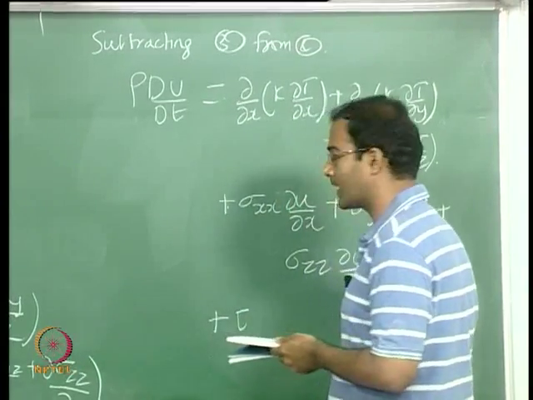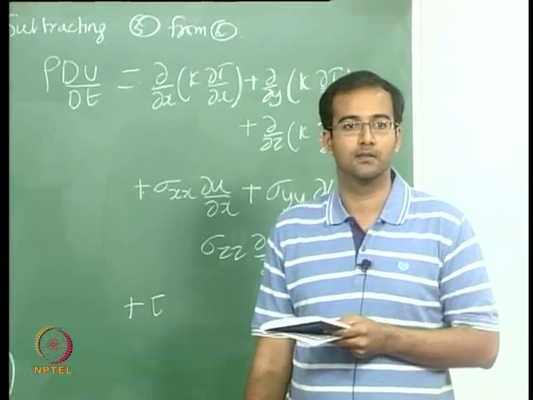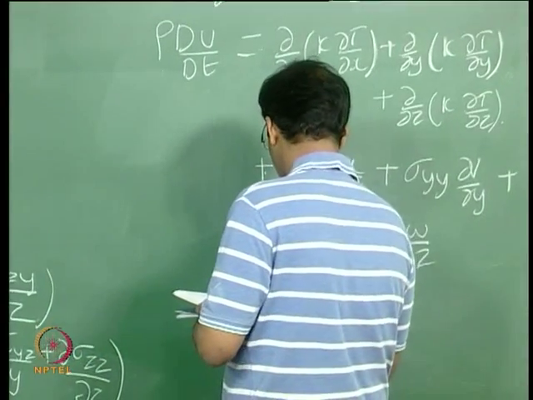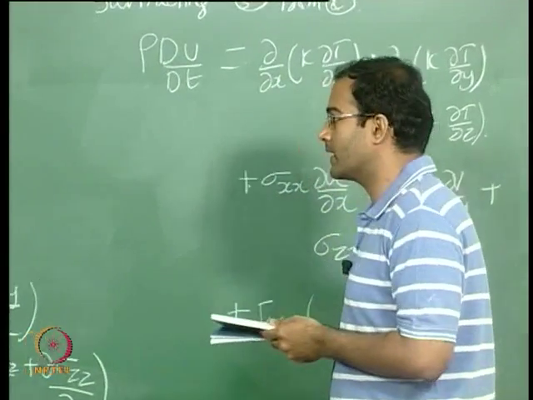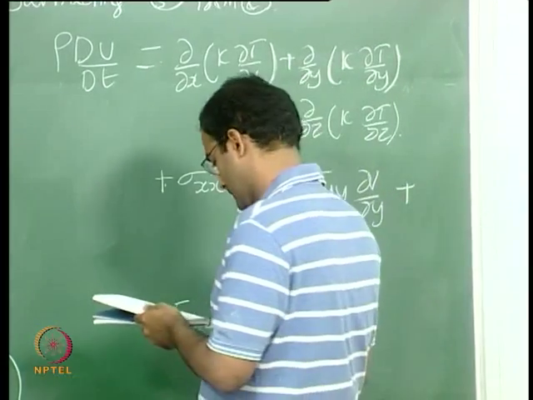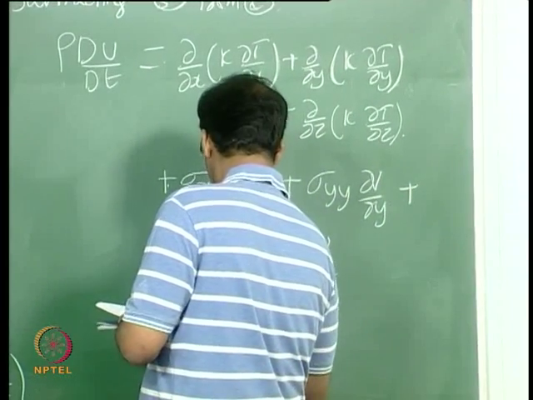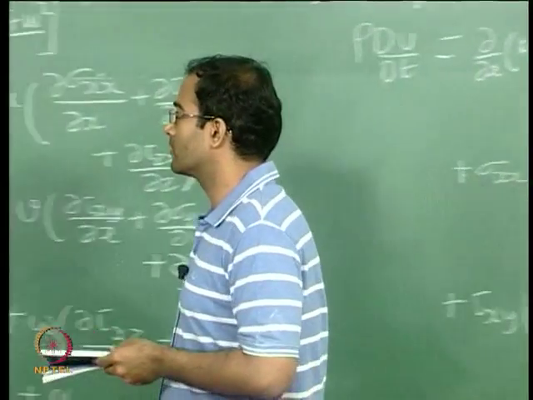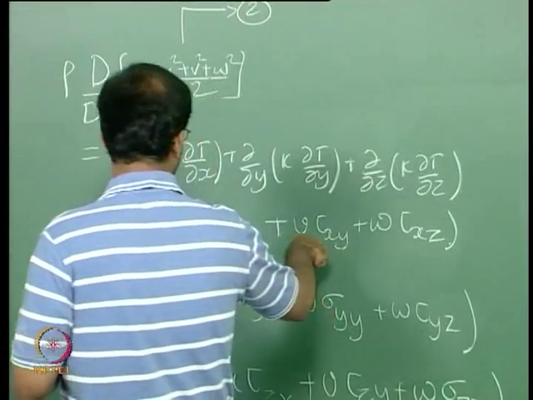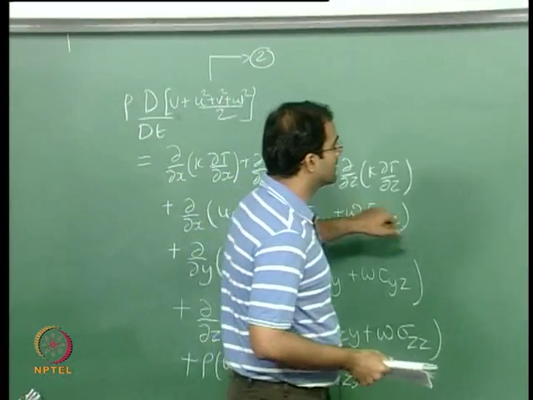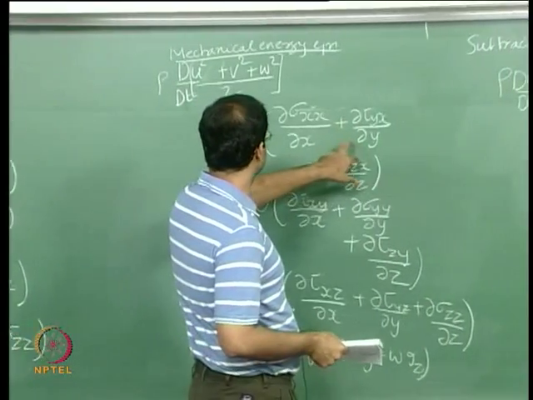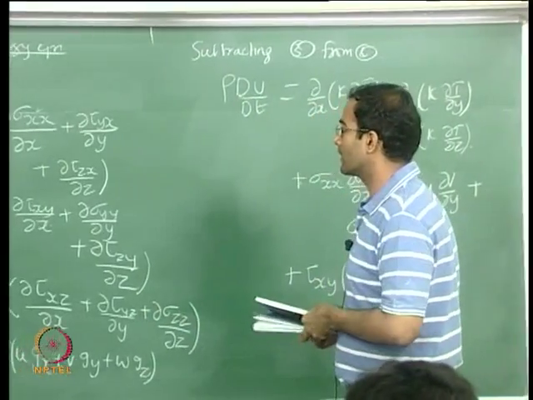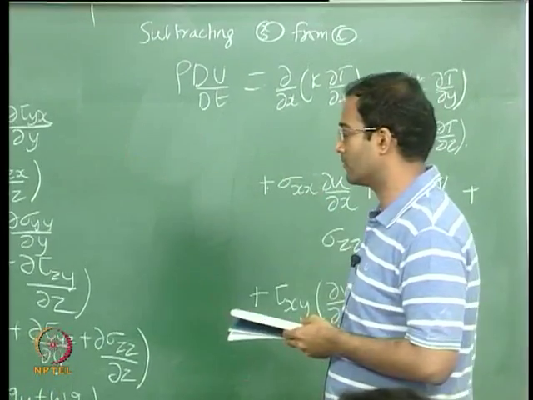I am also using the fact that tau yx is equal to tau xy, and tau yz is equal to tau zy and tau xz is equal to tau zx. So if I use that, I can combine tau yx and tau xy terms together, and that will be dv by dx plus du by dy. Because if you look at tau xy here, this will be dv by dx, and this will be du by dy. So these two terms can be combined together, and tau xy is equal to tau yx.